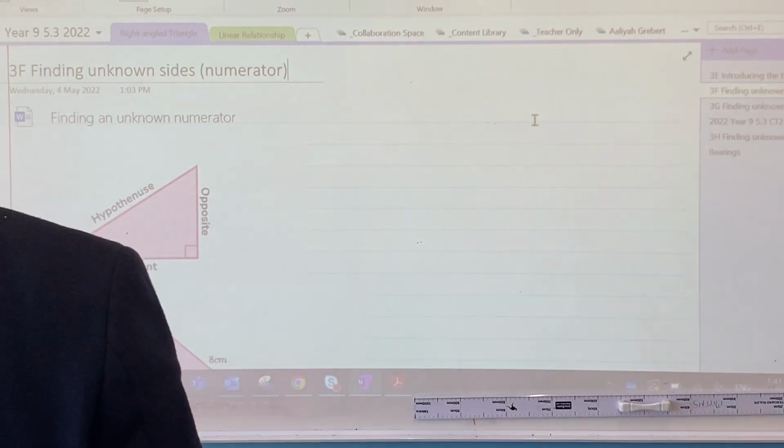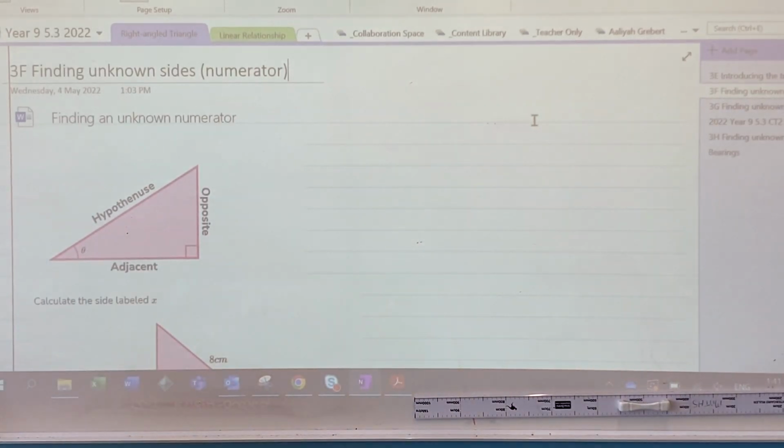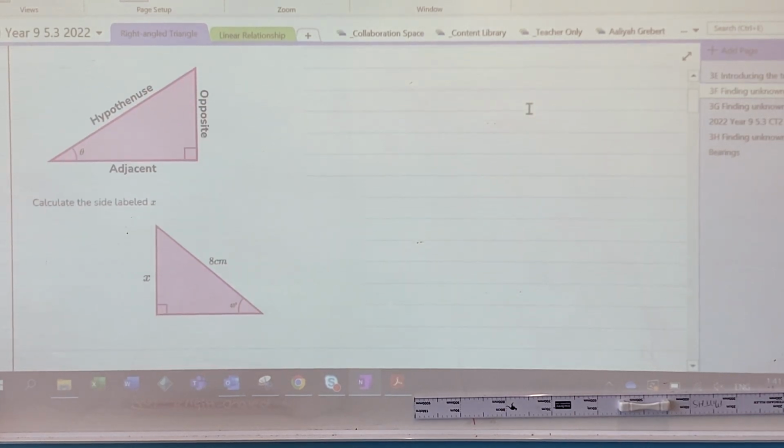Okay, we're going to move on to 3F, finding unknown sides. Let's have a look at the first example. If you were given a right angle triangle, this is basically the content before the exam. We'll be given the angle theta, so we should know how to label opposite, adjacent, hypotenuse. That one we've already covered before the exam. Today we're going to move on to find the actual length.